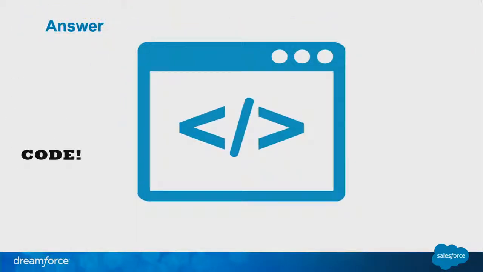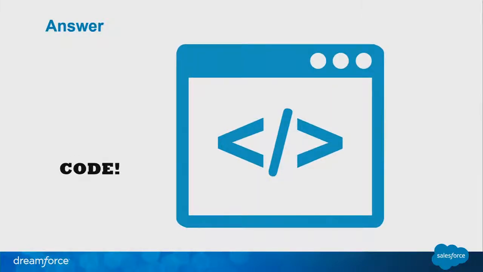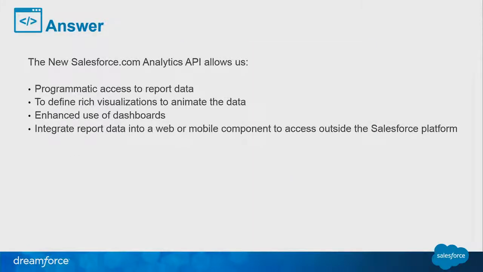It's code. There's a new Salesforce Analytics API. Have you heard of it? I've never heard of the Analytics API. It's awesome. Programmatic access to report types, define rich visualization. Animate the data, enhance the use of the dashboard. At the same time, you'll be able to run a report and get results immediately, run several reports, and access your data later, which is really awesome. At the same time, you'll be able to create reports and access it through another platform outside of Salesforce.